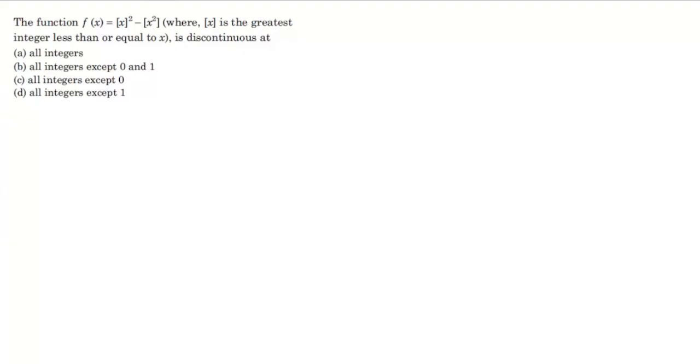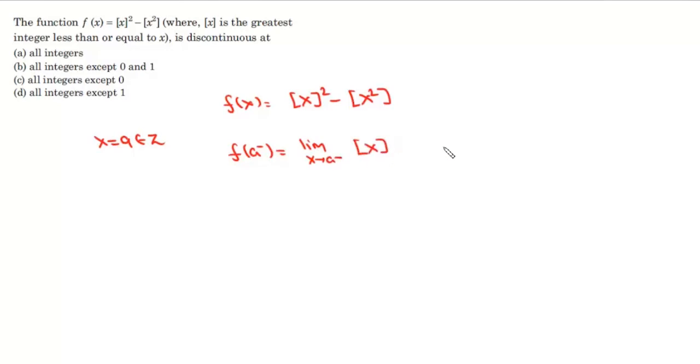Now here the question is, we are given this function f(x), which is defined as the greatest integer function of x square minus the greatest integer function of x, whole square. That is discontinuous at, we need to talk just at integer points. So let us say we are talking about x equals a, where a is an integer. Now if we look at its left-hand limit, there will be this f(a negative). We can write this as the limit as x tends to a negative of the greatest integer function of x square minus the greatest integer function of x, whole square.